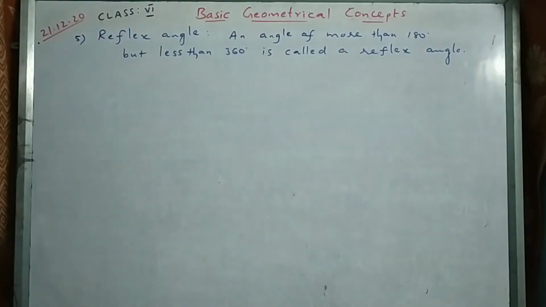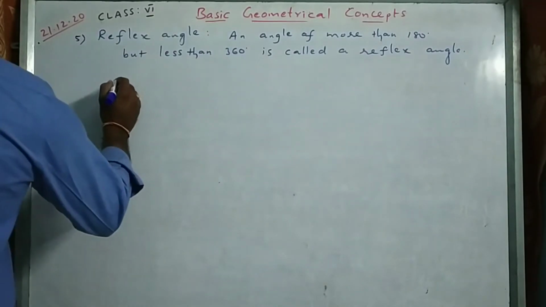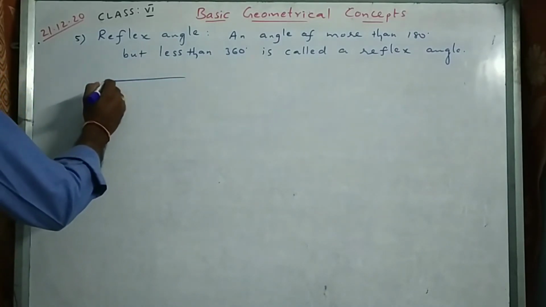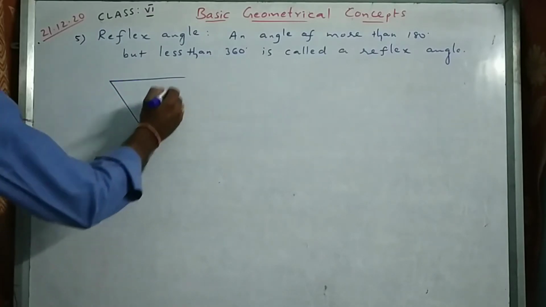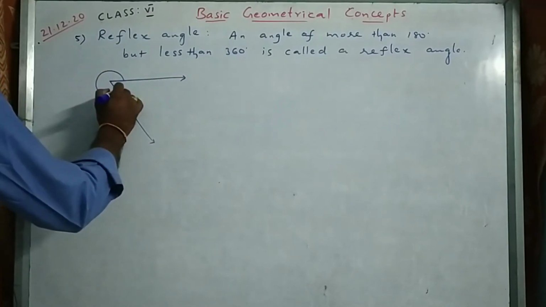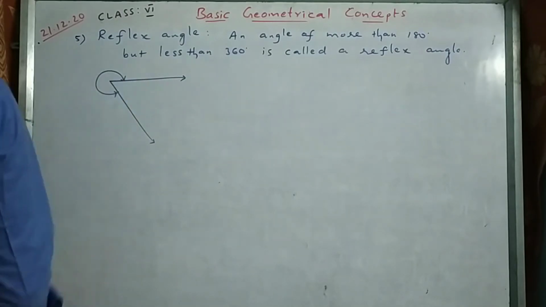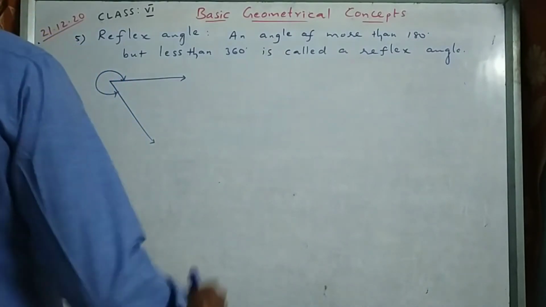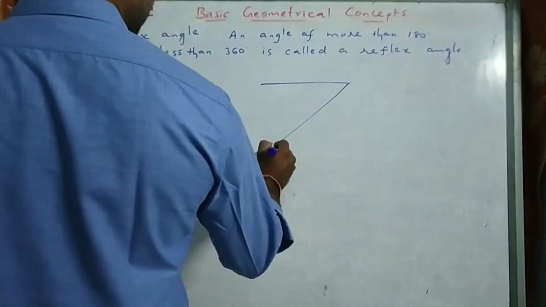So that is more than 180. That is called reflex angle. Above 180 but below 360, that is called reflex angle. We can take like this. So like this I can take. This is reflex angle. Or we can take this side also, no problem.